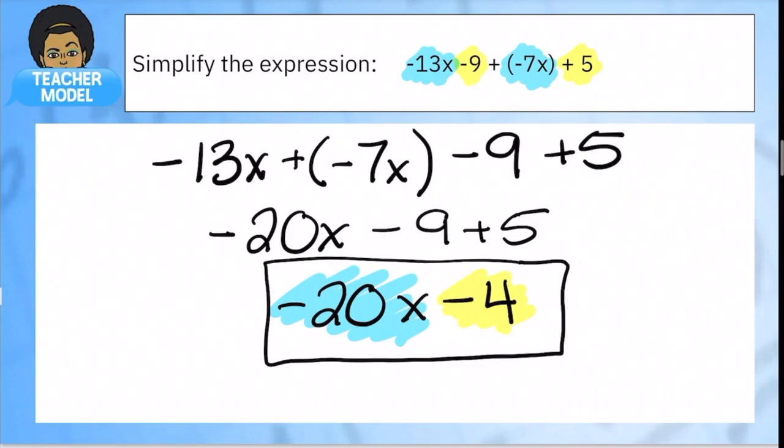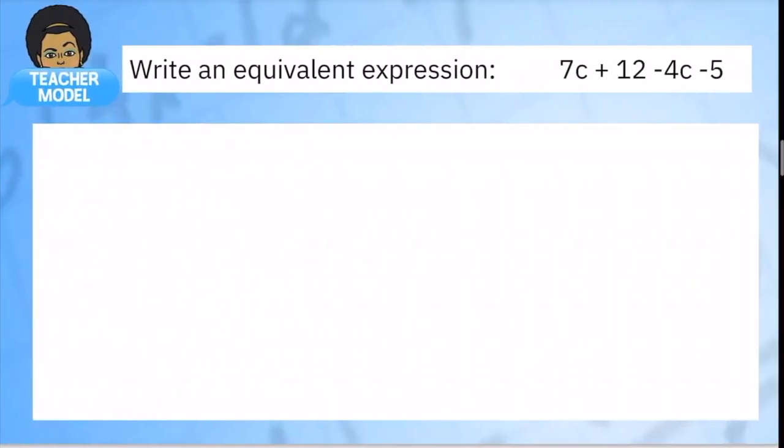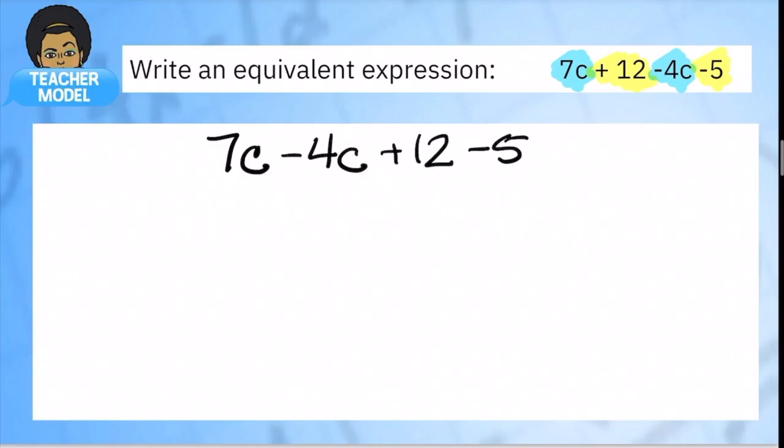And we're going to do one more the same way. We're going to rewrite. Let's look at this problem. In this case, I want to write an equivalent expression. I'm going to write another expression that is the same value, and I'm going to do that by simplifying. So let's see, what's the same? 7c's and negative 4c's are the same. And positive 12 and negative 5 are the same. So let's rewrite those: 7c minus 4c's plus 12 minus 5.